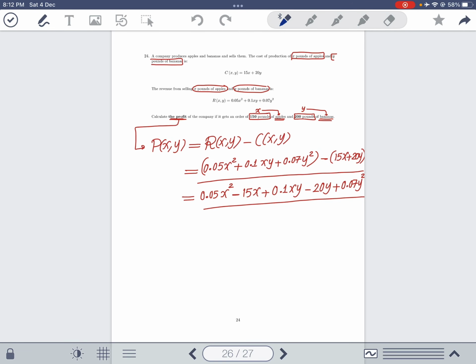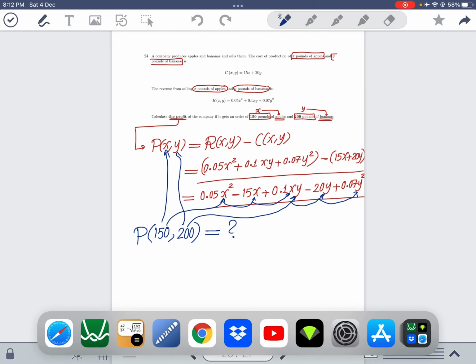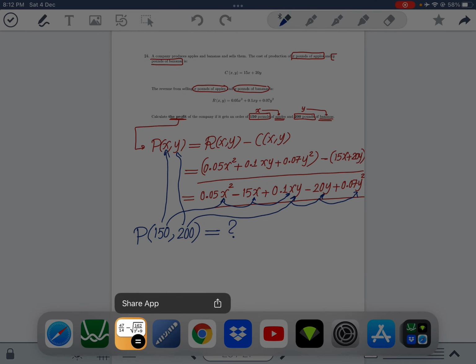And so now they're asking you, if we order 150 pounds of apples and 200 pounds of bananas, then what would the profit be? So all what you have to do is replace them in this formula. So replace them here. For x, you replace 150 three times, and this 200, you replace it for y. So that's what I will do exactly right now in the calculator.